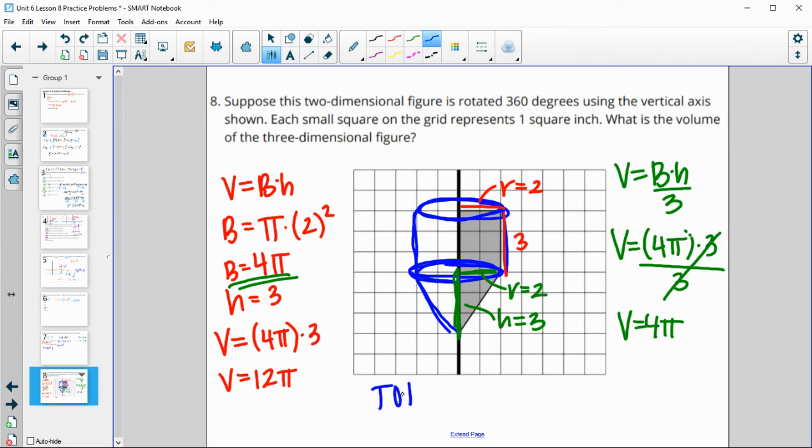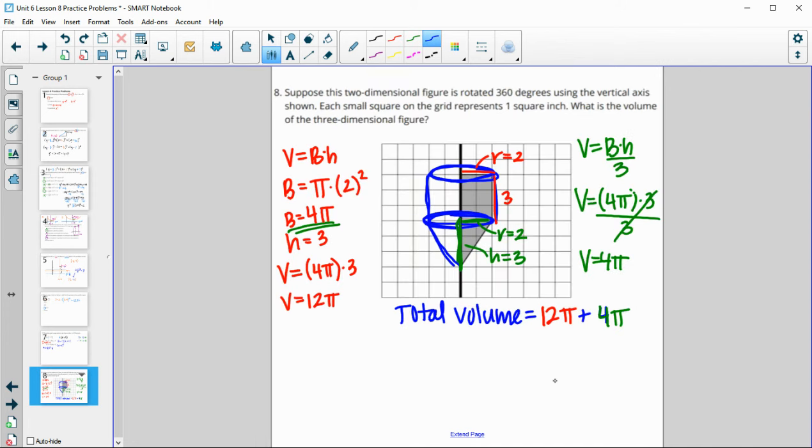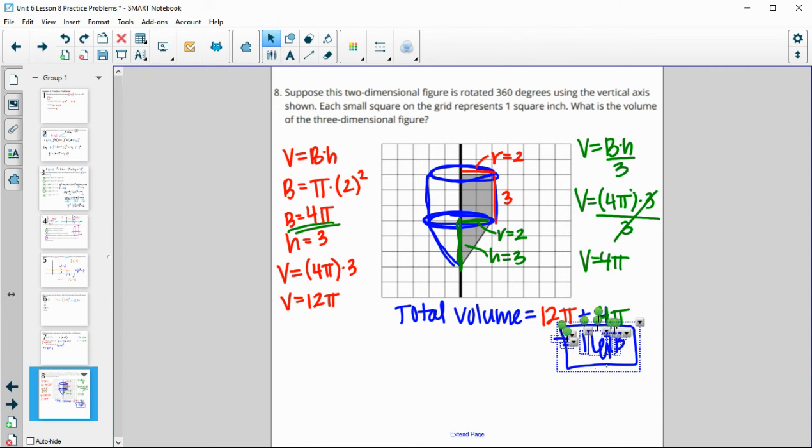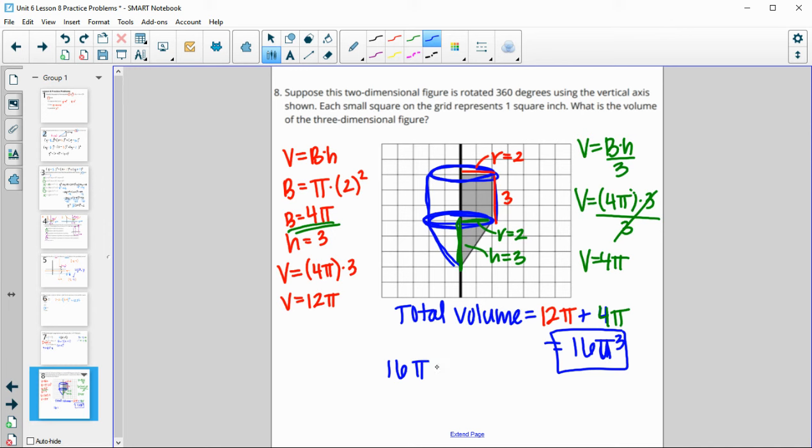So then our total volume, we'll just add the cylinder, which is 12 pi, plus the cone, which is 4 pi. So our total volume of this shape is going to be 16 pi. And then units, so just units cubed here. All right, let's just rewrite it. So 16 pi and then units cubed.